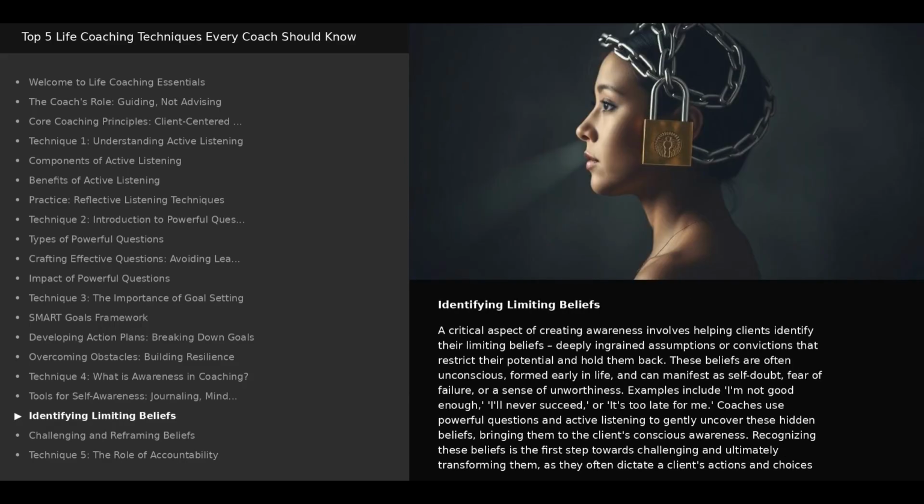Identifying limiting beliefs. A critical aspect of creating awareness involves helping clients identify their limiting beliefs, deeply ingrained assumptions or convictions that restrict their potential and hold them back. These beliefs are often unconscious, formed early in life, and can manifest as self-doubt, fear of failure, or a sense of unworthiness. Examples include, "I'm not good enough," "I'll never succeed," or "It's too late for me." Coaches use powerful questions and active listening to gently uncover these hidden beliefs, bringing them to the client's conscious awareness. Recognizing these beliefs is the first step towards challenging and ultimately transforming them, as they often dictate a client's actions and choices without their explicit knowledge.